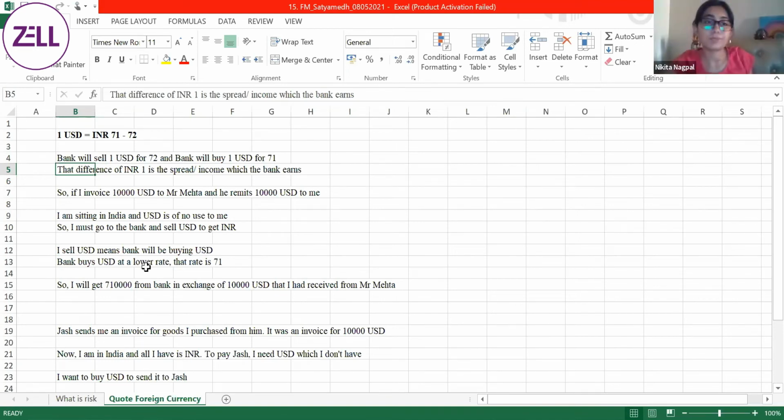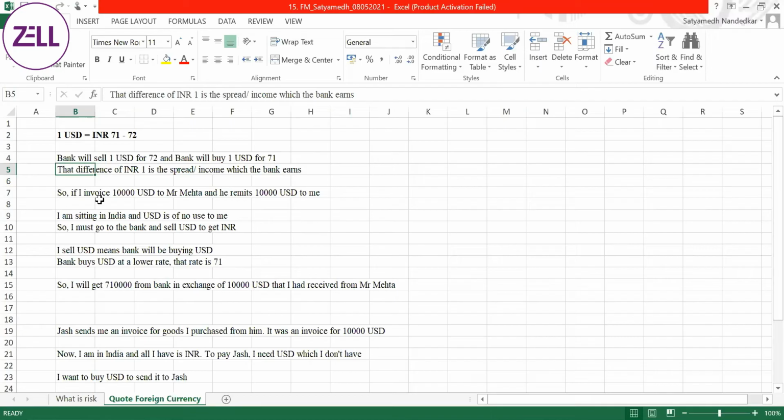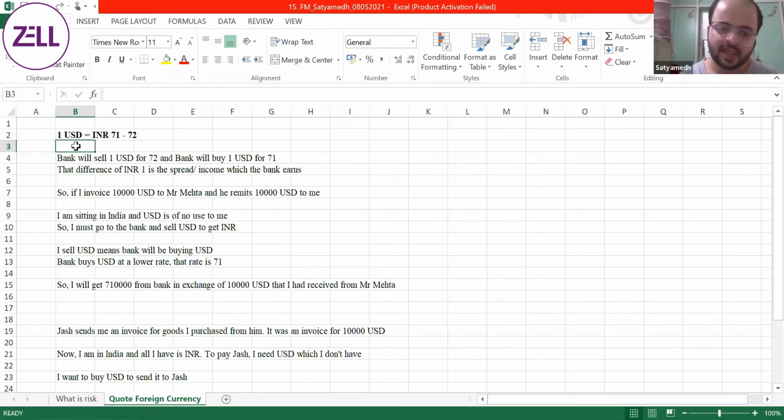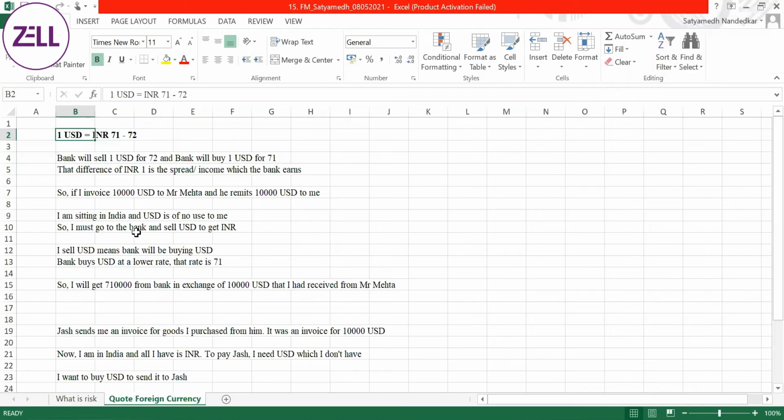Okay. Sir, so can we say that when we buy from the bank it is above market rate, and when we sell to the bank it is below market rate? Although what you are saying is okay from an understanding point of view, both of these are the market rate. This is not above or below. Bank sells at 72 and bank buys at 71. That's it.